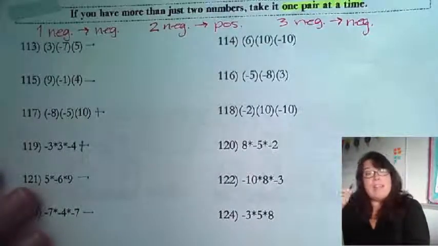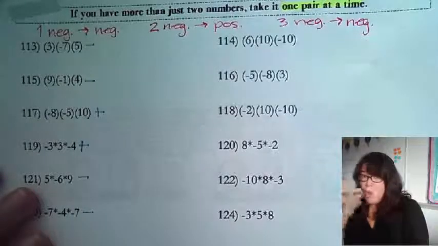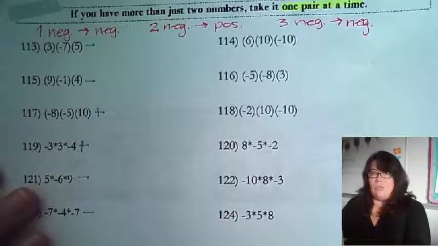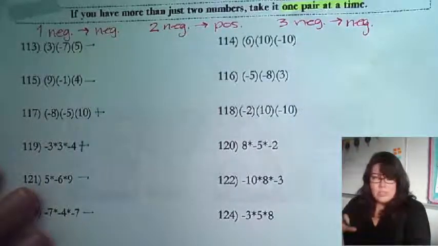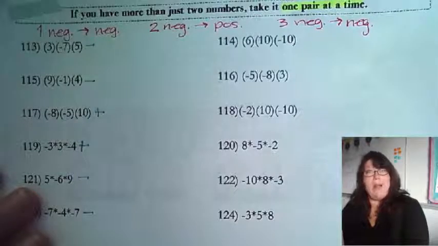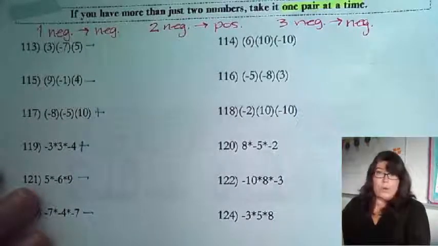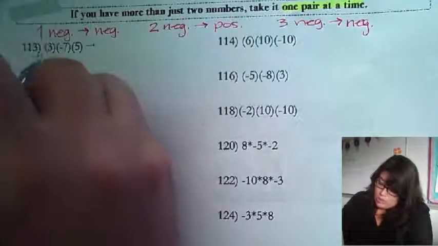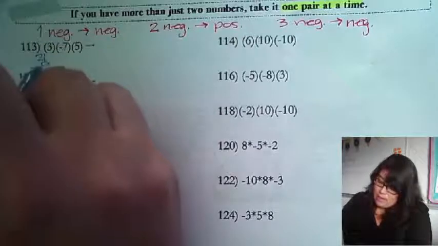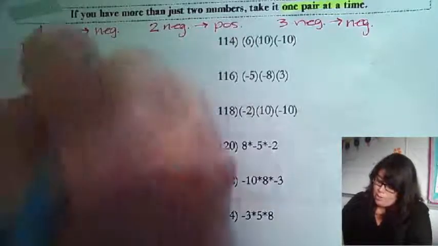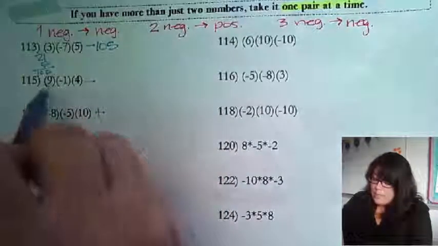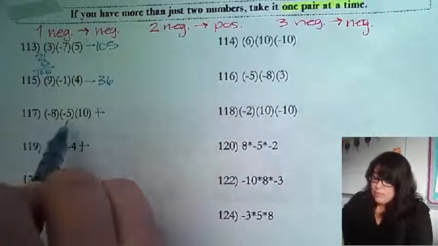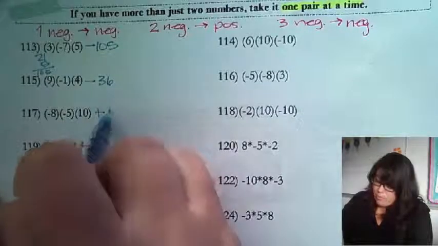And remember, because of the identity property of multiplication, the order that you do this doesn't matter. So if I do it in one way and you're like, whoa, that's really hard to multiply, that's okay. Try multiplying the other 2 numbers and then do the third in a different order. It doesn't matter. 3 times 7 is 21. 21 times 5 is, let's see, 5, 10, 105. 9 times 1 is 9, times 4 is 36. 8 times 5 is 40, times 10 makes it 400.